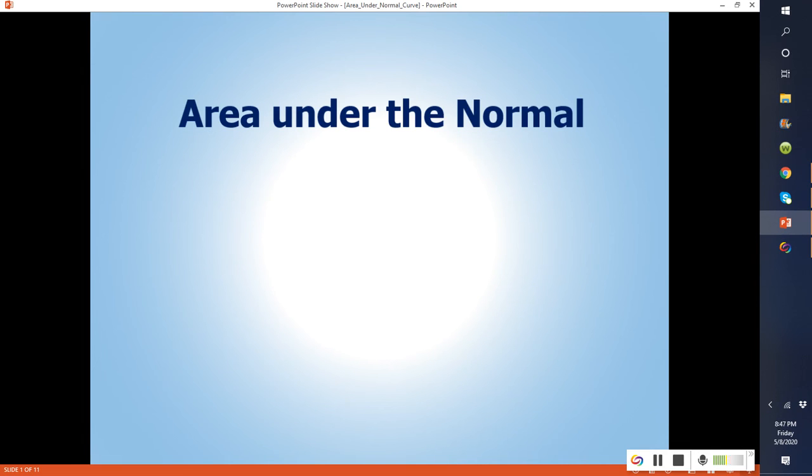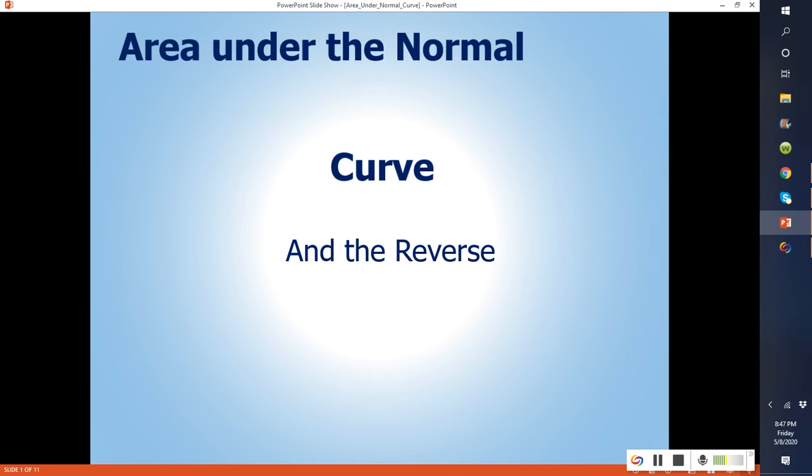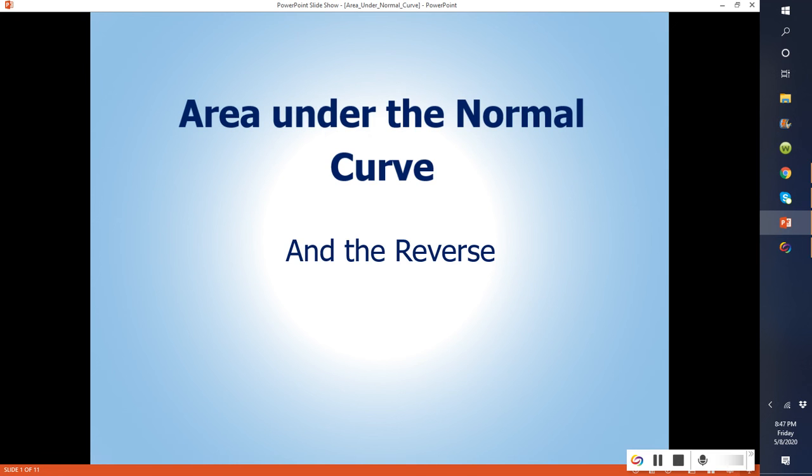Good afternoon, this is Professor Arnold, and today we're going to talk about area under the normal curve. And of course, the reverse. That is, if you're given an area, how do you find the point x or the z value that is either left or right of that point relative to the area? So, let's bounce right into it.